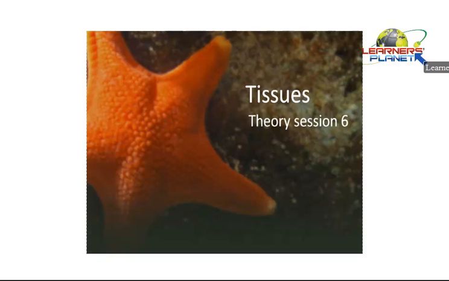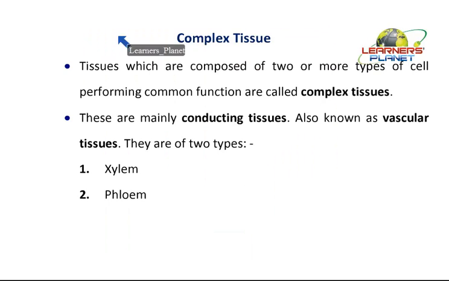So the simple permanent tissues are those which are made up of only a single type of cells, whereas the other category is complex, which is made up of different types of cells. In the previous session, we have already studied the simple permanent tissue. You remember what the types are? Parenchyma, collenchyma and sclerenchyma. So in this session, let us begin with the complex tissue.